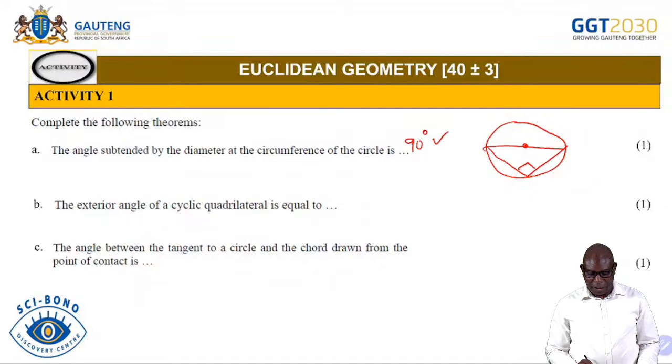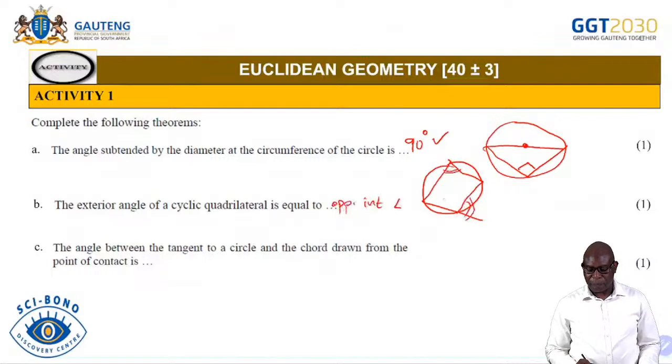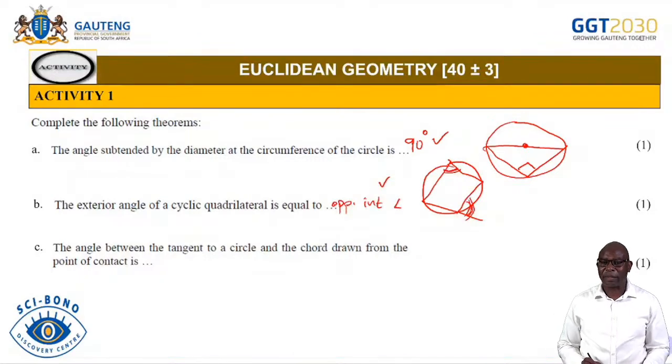The exterior angle of a cyclic quad. So if I've got a cyclic quad, for instance, and I know the exterior angle is the angle on the outside, so it equals the opposite interior angle. So in other words, that angle equals the opposite interior angle. So this angle outside, exterior, equals the opposite interior angle. Okay, so that's 1 mark for that.